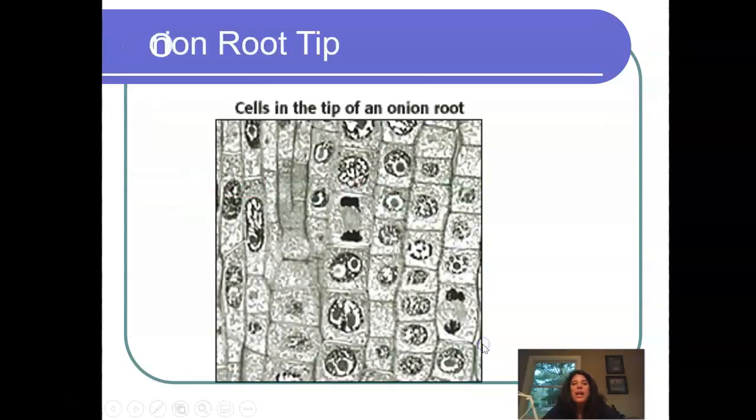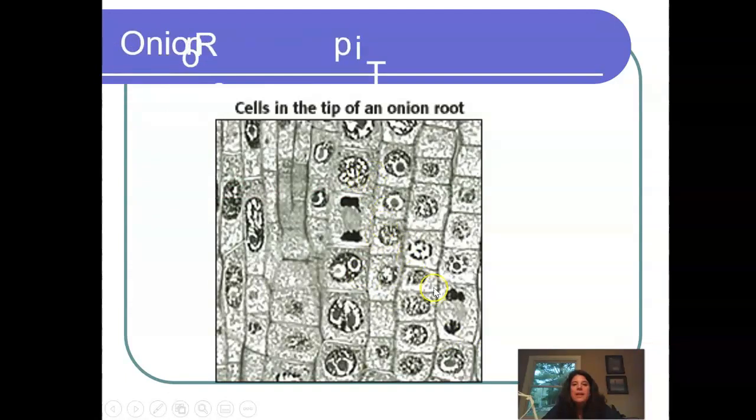If you were to look at a cell, here's an onion root cell under the microscope. So you can see some of these stages. These ones that have the fried egg look, those are going to be in interphase. When you start to see some of these speckles start to form, that's when the chromosomes are condensing. So these would be prophase. This is a good one here, prophase.